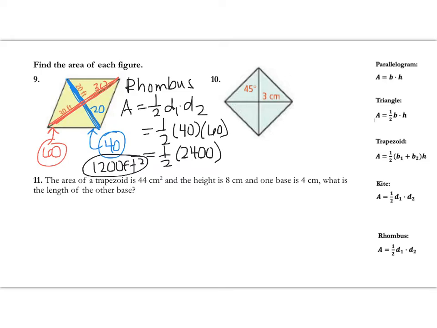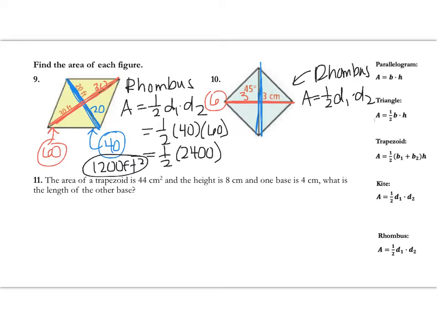Number 10. This is also a rhombus right now, and we are trying to find its area. So that's going to be 1/2 diagonal 1 times diagonal 2. But we run into a problem pretty fast here. This diagonal I could figure out. This piece is 3. So I know that one's 6. But there are no numbers going any direction on that diagonal.